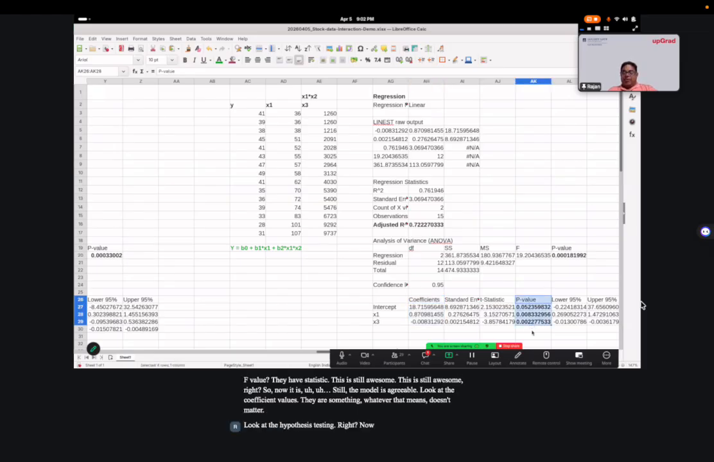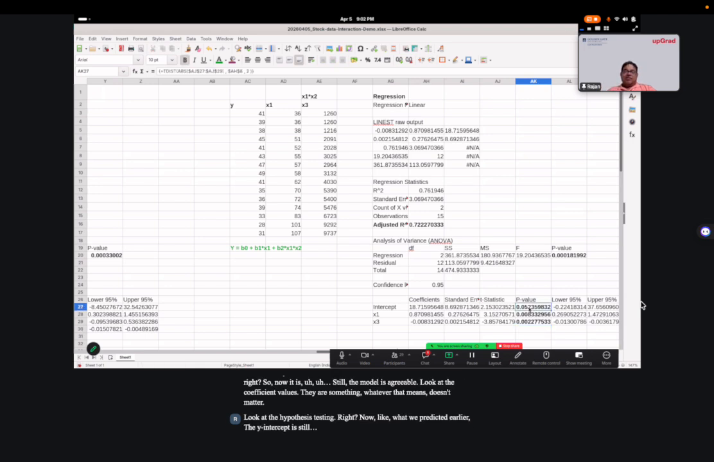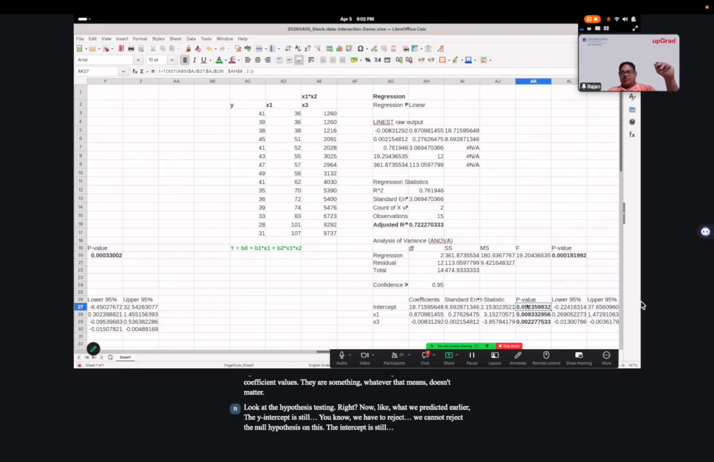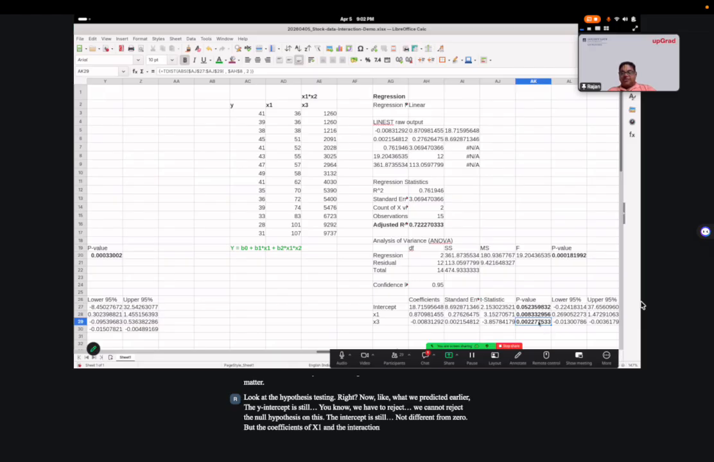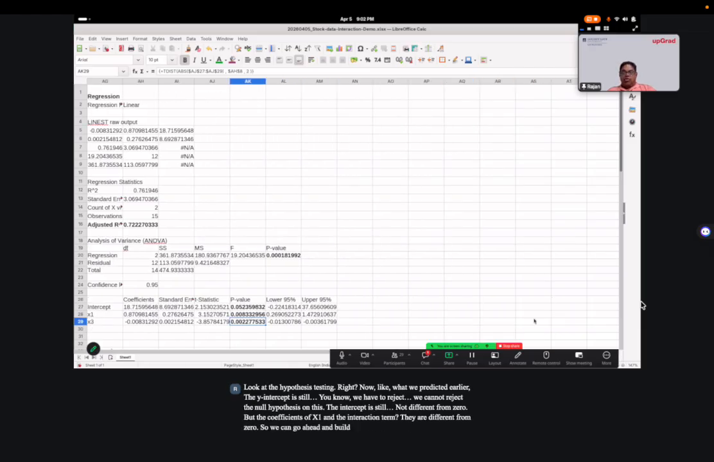Now, like what we predicted earlier, the intercept is still, we cannot reject the null hypothesis on this. The intercept is still not different from 0. But the coefficients of x1 and the interaction term, they are different from 0. So we can go ahead and build one more model.